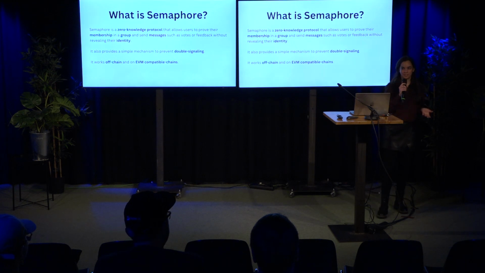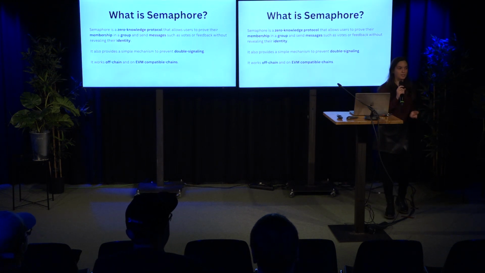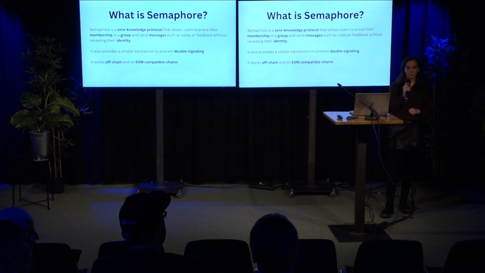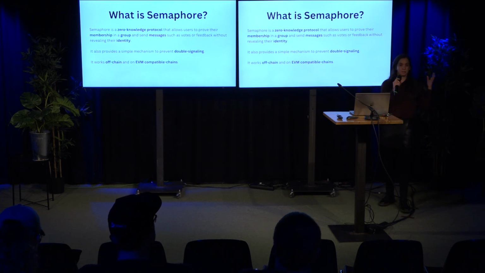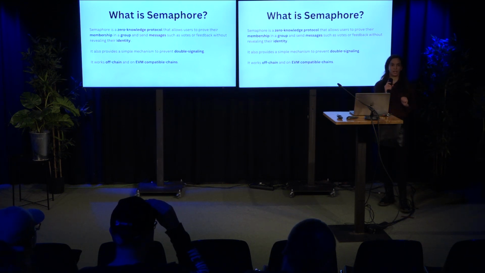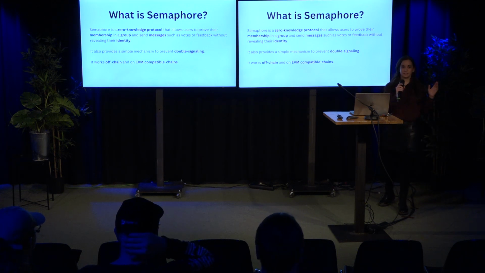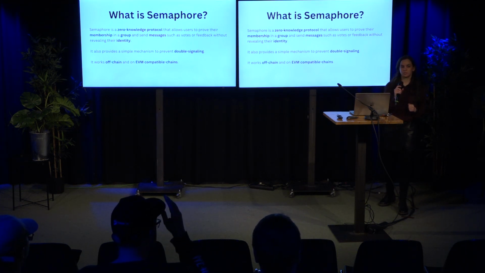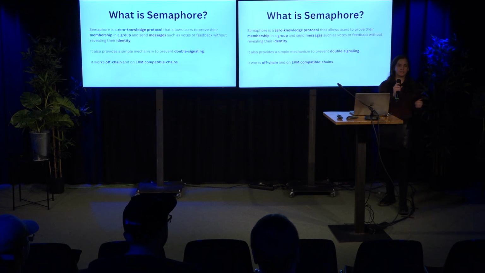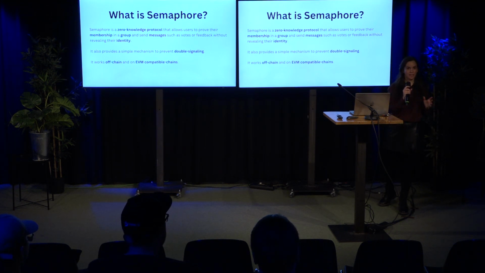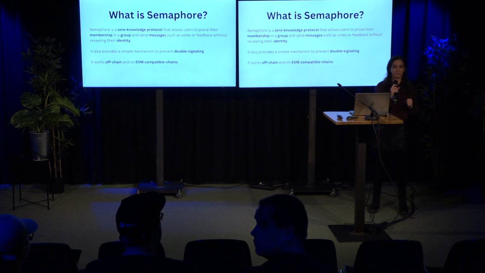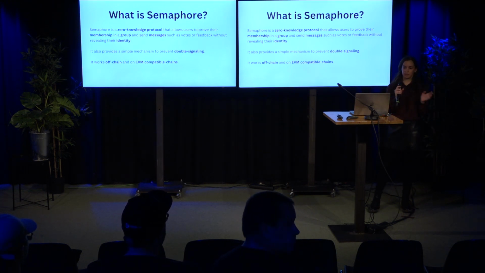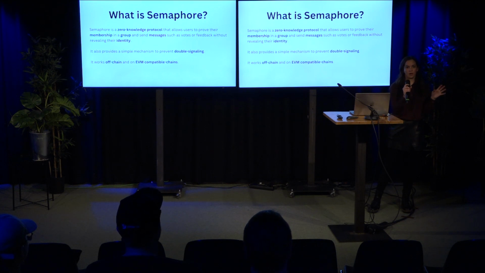So let's start with what is Semaphore. Semaphore is a zero-knowledge protocol that allows users to prove their membership in a group and send messages such as votes or feedback without revealing their identity. This means that the messages are not linked to the identities, and Semaphore also provides a mechanism to prevent double signaling, which means that you cannot successfully verify the same proof twice. Semaphore works off-chain and on EVM-compatible chains, and right now it also works on Rust.